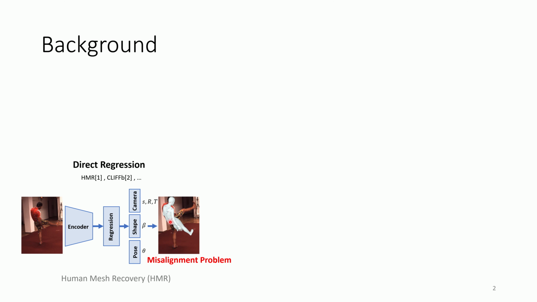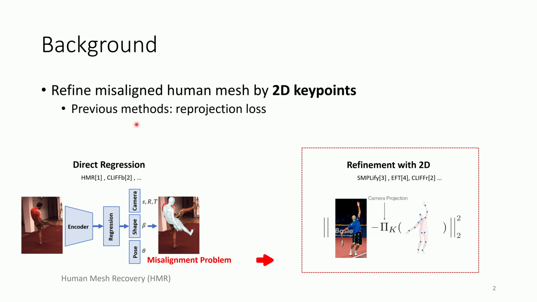Therefore, 2D keypoints are commonly used to refine 3D human meshes. Previous methods optimized the pose and shape parameters with a reprojection loss on 2D keypoints. Such an approach, while simple and intuitive, has limited effectiveness. Why? We observed two interesting phenomena.